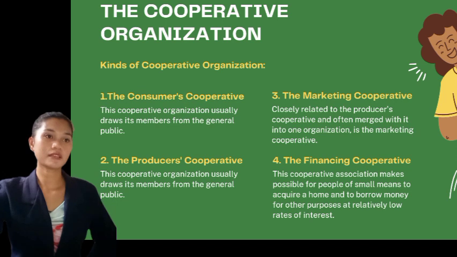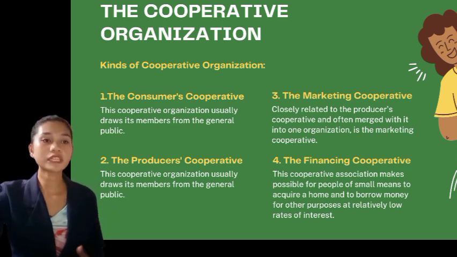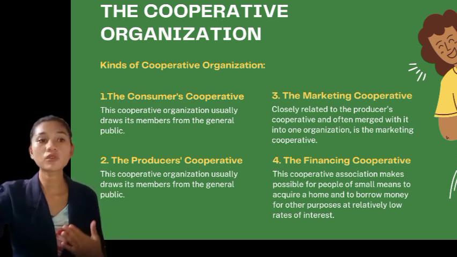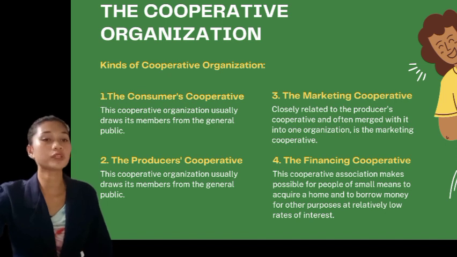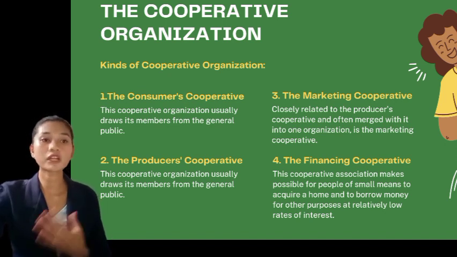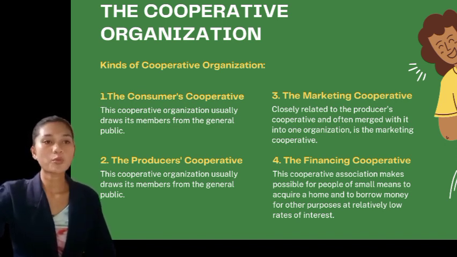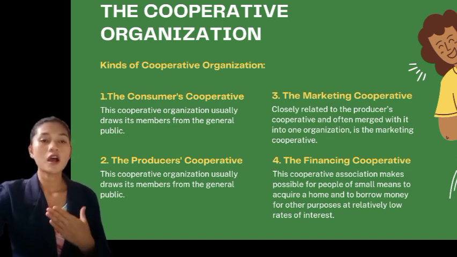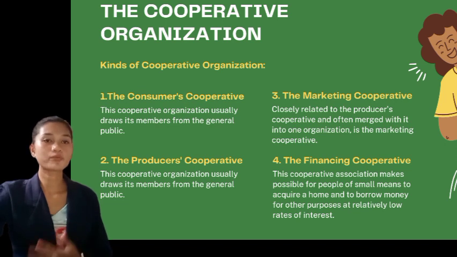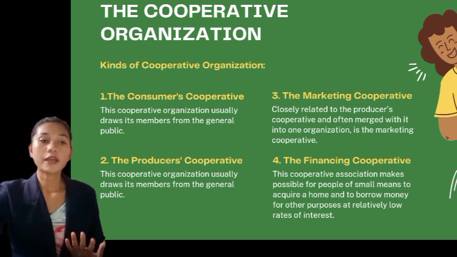So, the third is the marketing cooperative kung asa nimo ibaligya imong product. Unsa nga specific nga store nga diha nimo i-market ang imong product. And the fourth is the financing cooperative. Other strategy is mulon sila para makatukod og business or other important things nga pwede sila mo earn.